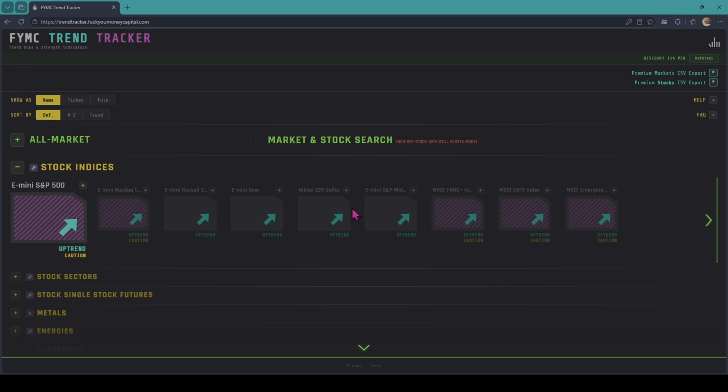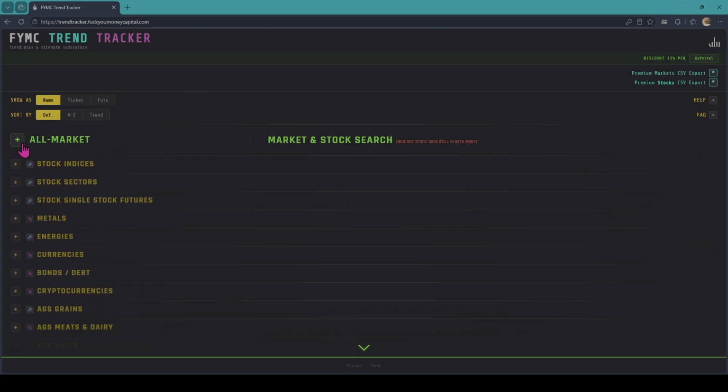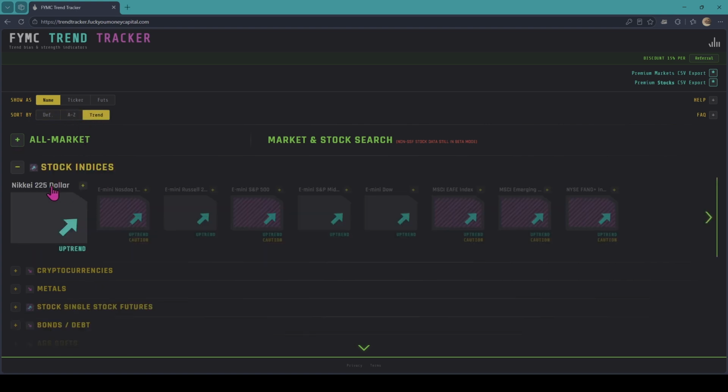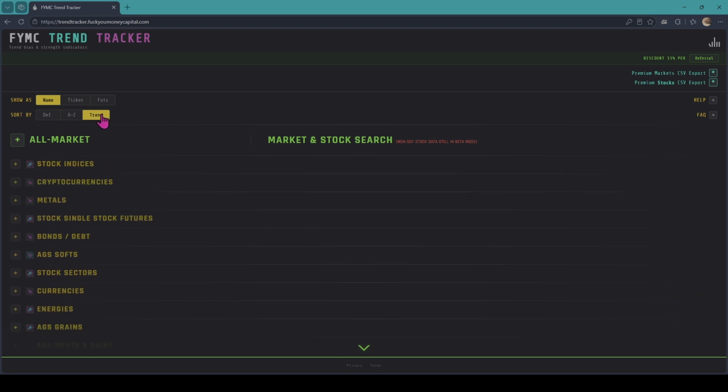The standard sort order is going to show up here. It's going to show stocks first and then go into kind of the popularity of futures markets and what people would want to look at. If you want to resort them, it will resort the market sectors alphabetically. It'll also be able to sort by trend, which means the strongest trending markets, be that up or down.